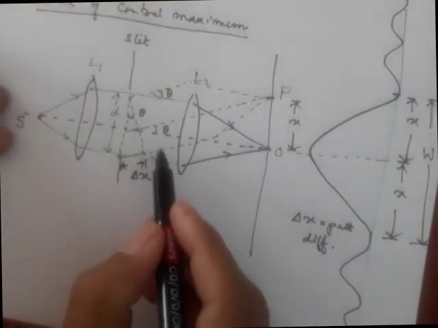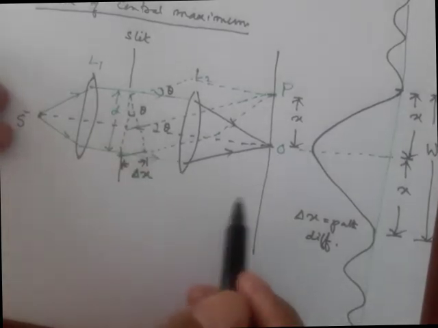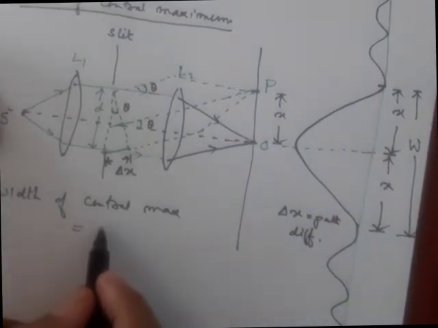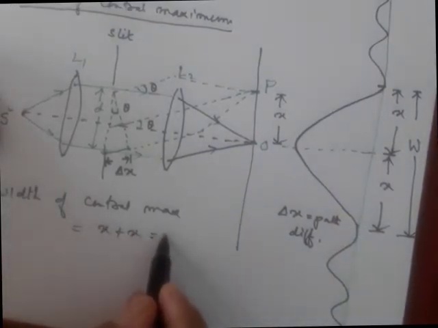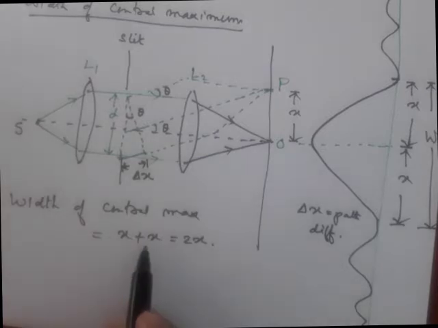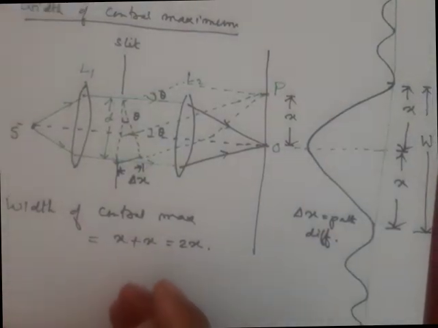To derive the equation for the width of the central maximum, first we need to know that the width of the central maximum is equal to x plus x, which is twice x. So if you can get the value of x, you can get the width of the central maximum. Now I'm going to tell you how to find the value of x.